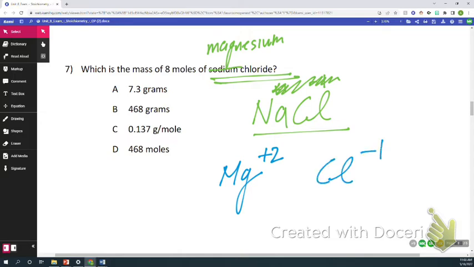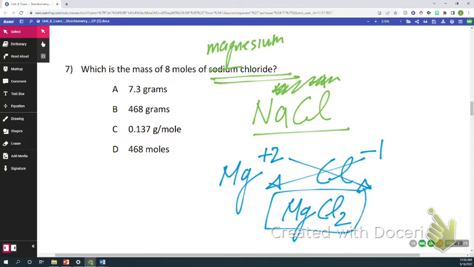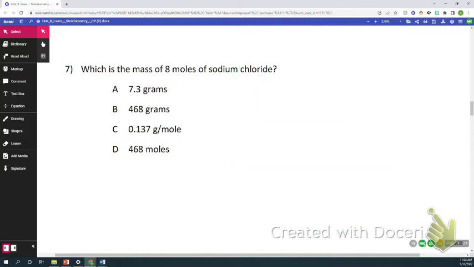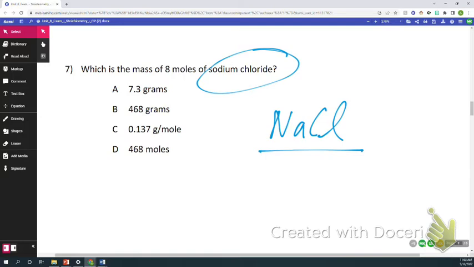Chlorine's charge is -1. And remember how you have to kind of crisscross their charges? This would be MgCl2. Okay? That's how you would do it. You would look at the charges and crisscross. That would be magnesium chloride. But in our problem, it's sodium chloride, so that's great. It's much easier. It's just NaCl. Even if you didn't look at the charges, you would end up with NaCl.